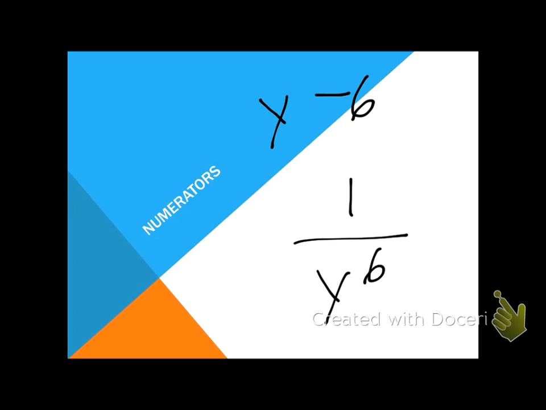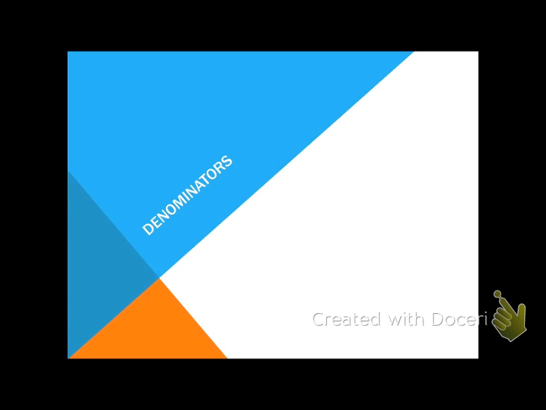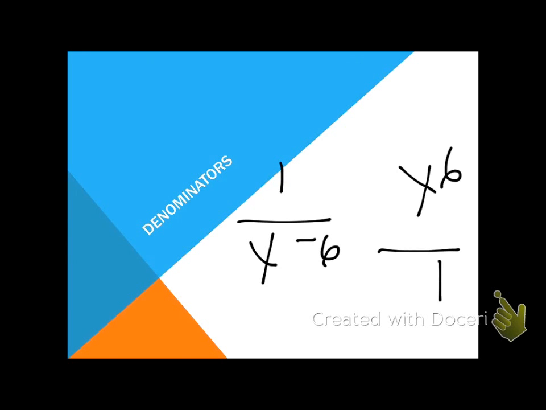Pretty much the same thing for the denominators. Any base in the denominator with a negative exponent needs to be moved to the numerator. So we got 1 over y^-6. We just move the y^6 up, put the 1 there, or we can just leave it y^6.